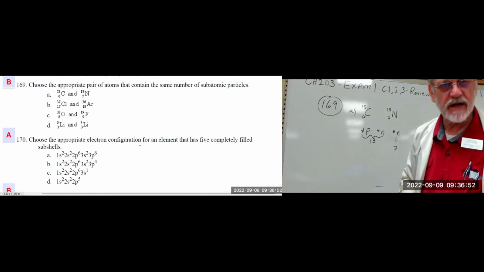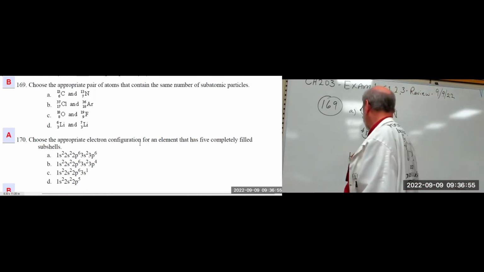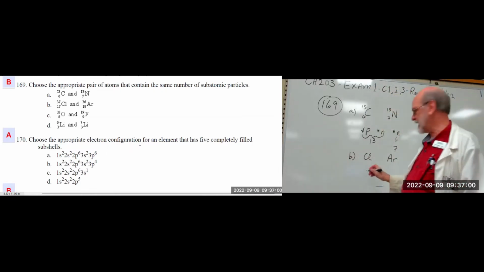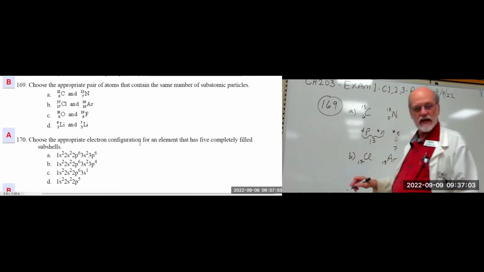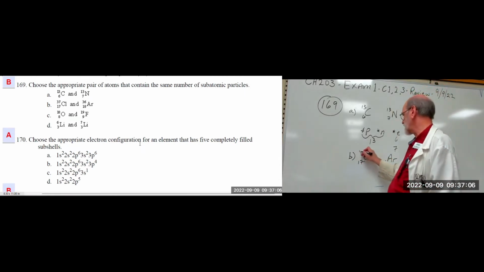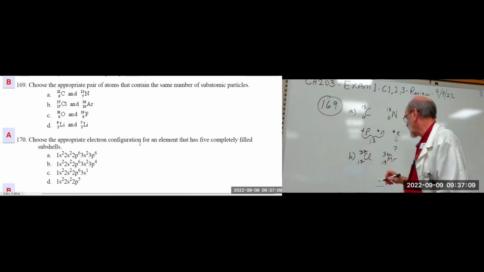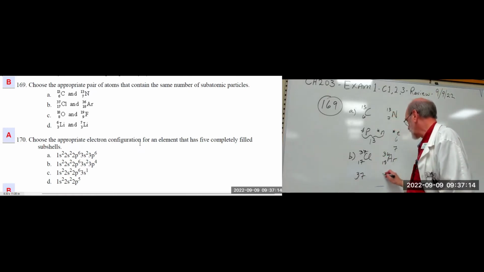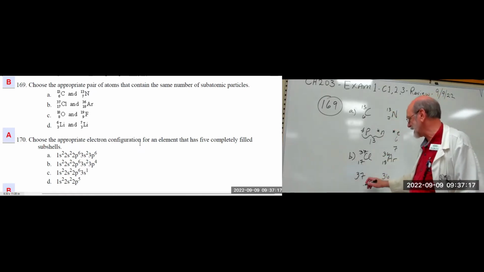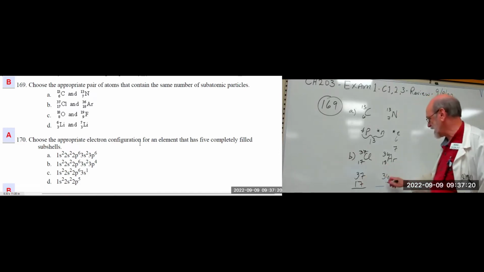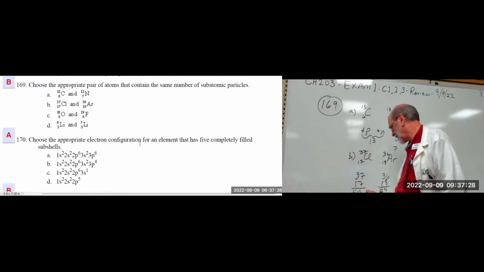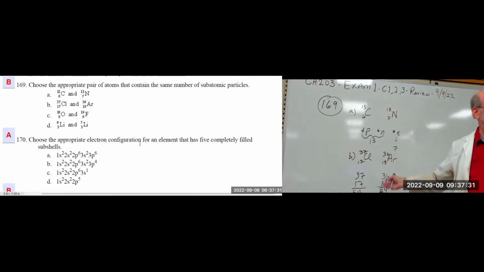Okay. Let's look at chlorine and argon. Okay, 17 and 18. And the mass numbers, 37 and 36. So the protons and neutrons, this one's 37, this one's 36. This one has 17 electrons, and this one has 18 electrons. 54 and 54. There you go. That's your answer.